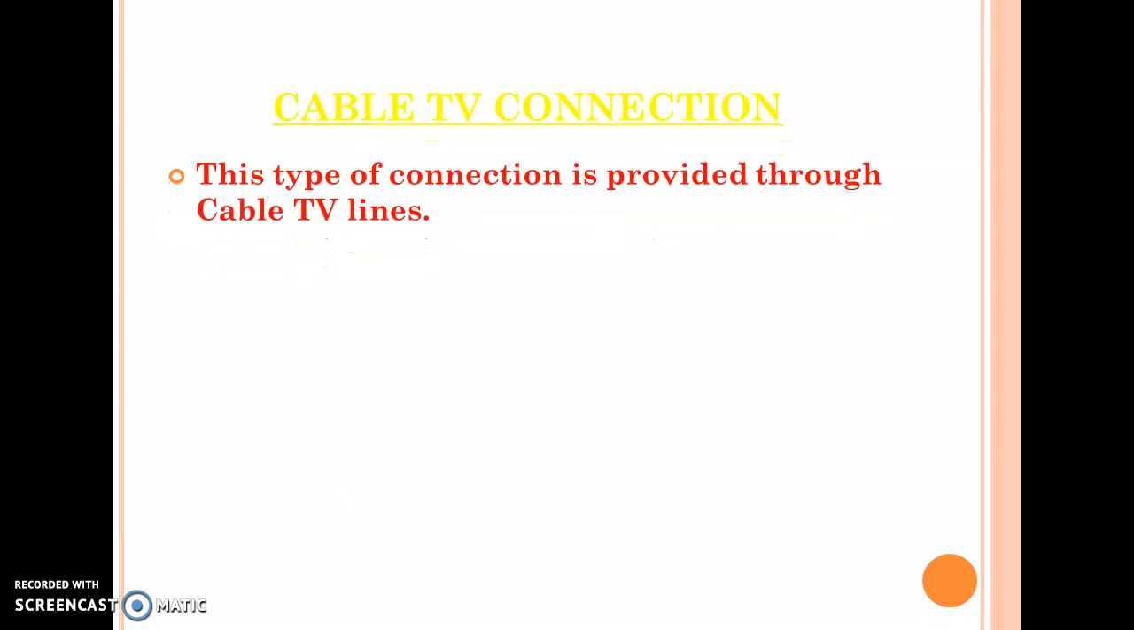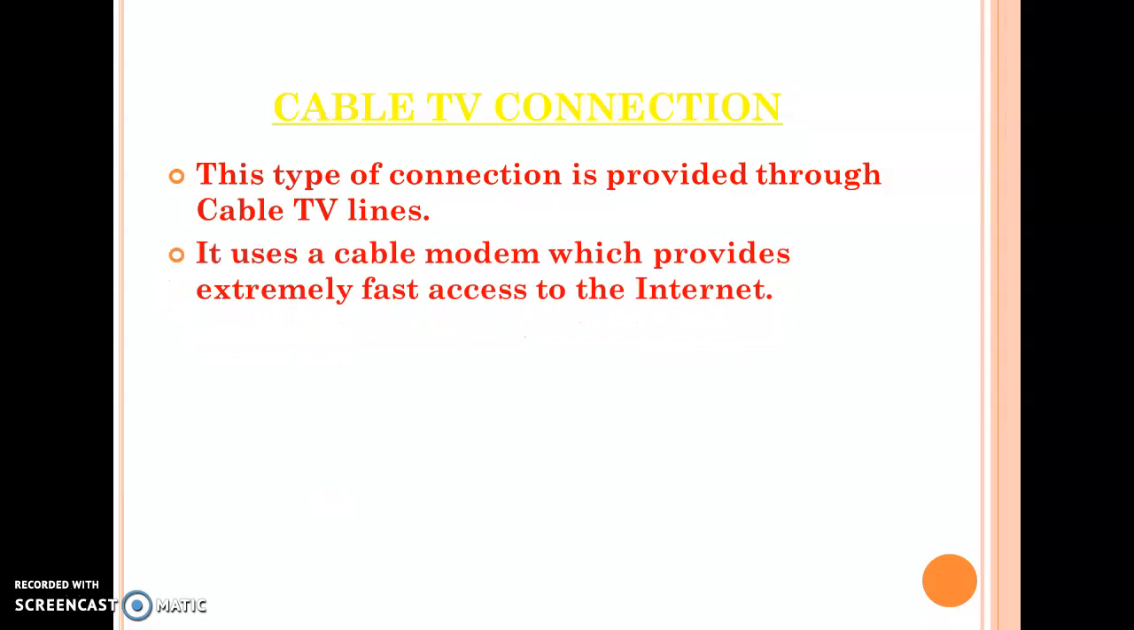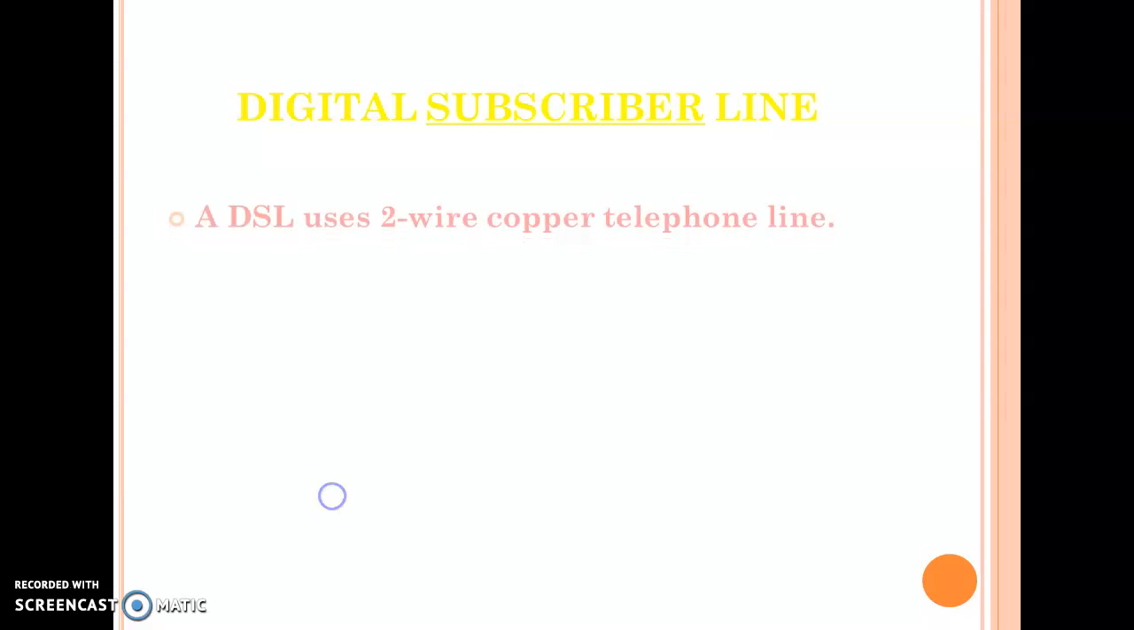Next is cable TV connection. This type of connection is provided through cable TV lines. It uses a cable modem which provides extremely fast access to the internet. Satellite connection.